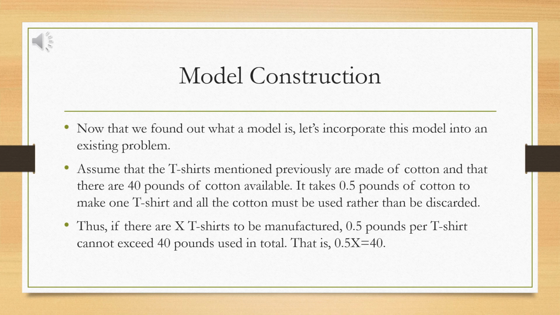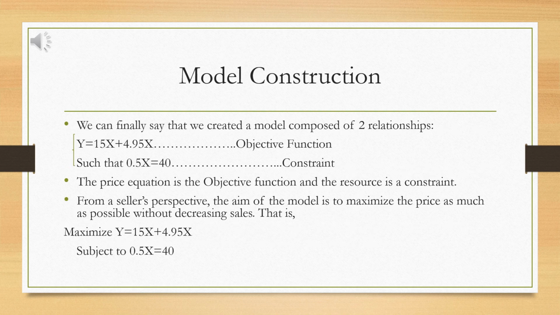0.5x equals 40. We can finally say that we created a model composed of two relationships: y equals 15x plus 4.95x, such that 0.5x is 40. The price equation is the objective function and the resource is a constraint.